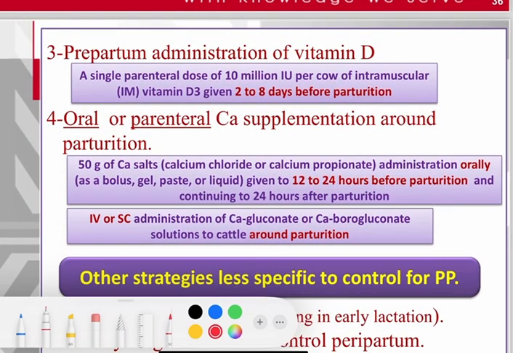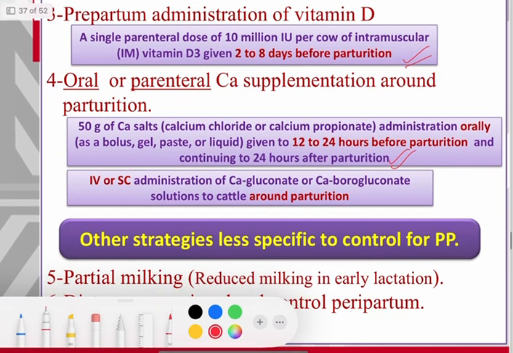We can give prepartum vitamin D3, a single parenteral dose of 10 million units per cow IM, 2 to 8 days before parturition. We can provide oral or parenteral calcium supplement around parturition. So 50 gram of calcium salts like calcium chloride and calcium propionate can be administered as bolus, gel, paste or liquid 12 to 24 hours before parturition and continuing up to 24 hours after parturition. We can provide intravenous or subcutaneous calcium gluconate or borogluconate solution to cattle around parturition to avoid the milk fever condition.